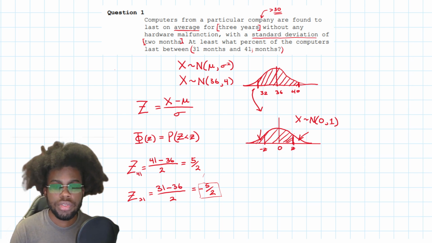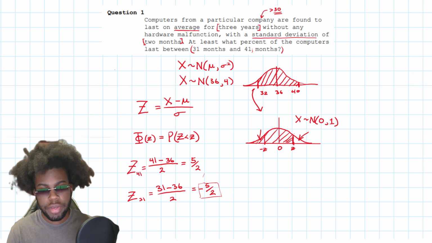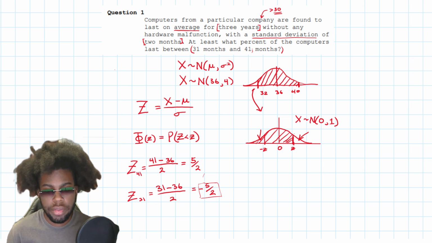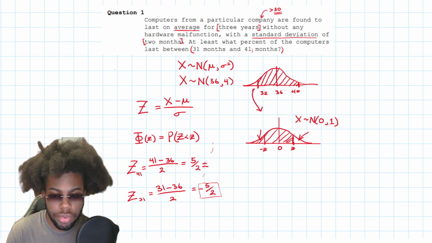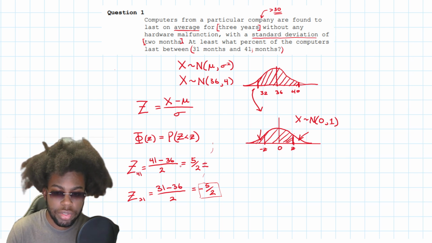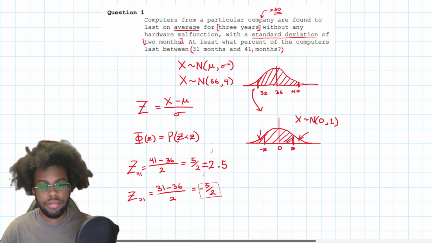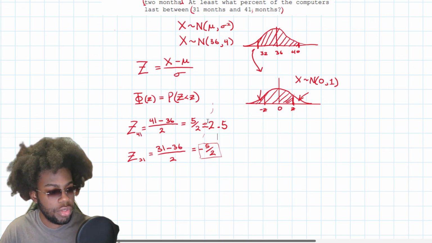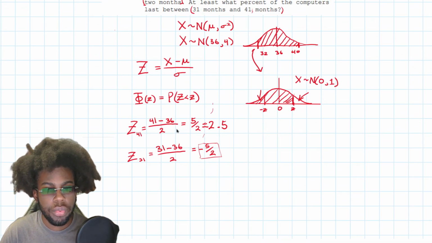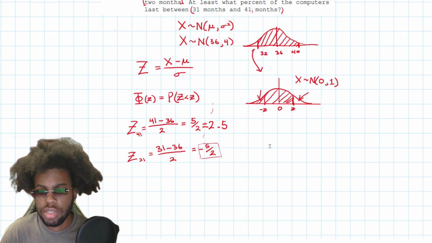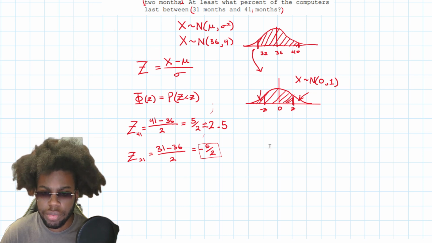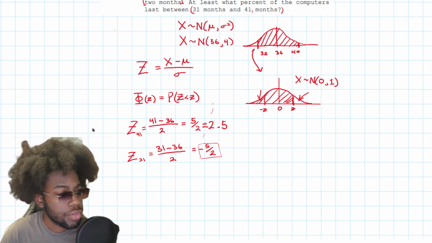Okay, so where do we go from here? We have to find 5 over 2 on the z table. Before that, let's convert this to a decimal form since there are no fractions on the table. This should be 2.5. So we're looking for 2.5 on the z table. Let me actually bring the z table up right now. The z table is here. We're looking for 2.5. So let me just crop out the relevant portion of the table so we can see how it works.